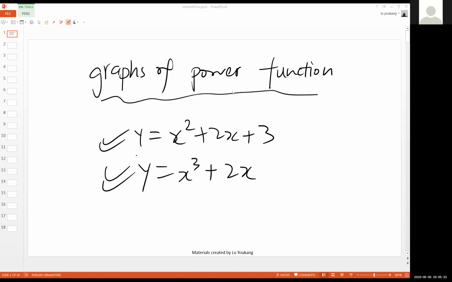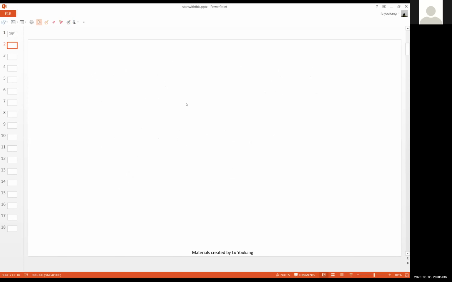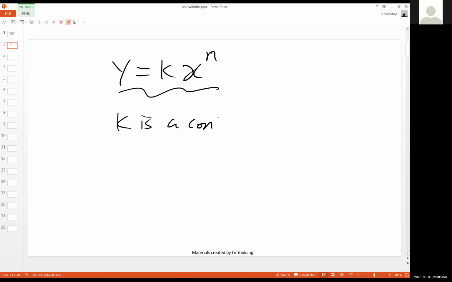Okay, like I say, graphs of power function. So basically, what you need to know is how to graph this function. In this case, k is a constant. So it can be two, three, negative one, and things like that. And then n is real numbers.